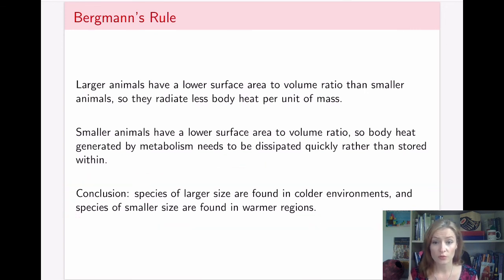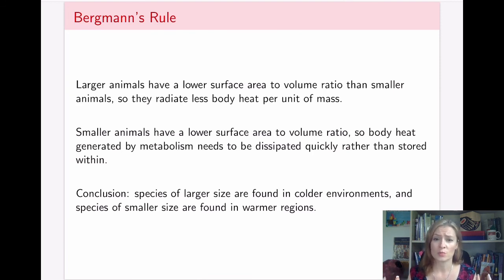So let's take a look at our conclusion here first. We can actually observe in the real world that the species of larger size are found in colder environments, whereas the species of smaller size are found in warmer regions. And in the attempt to actually explain why this happens physiologically, zoologists came up with the following justification. Larger animals have a lower surface area to volume ratio, so they radiate less body heat, whereas smaller animals have the exact opposite relationship between surface area and volume, and therefore need to be able to dissipate the heat quickly. Again, this is not proven.